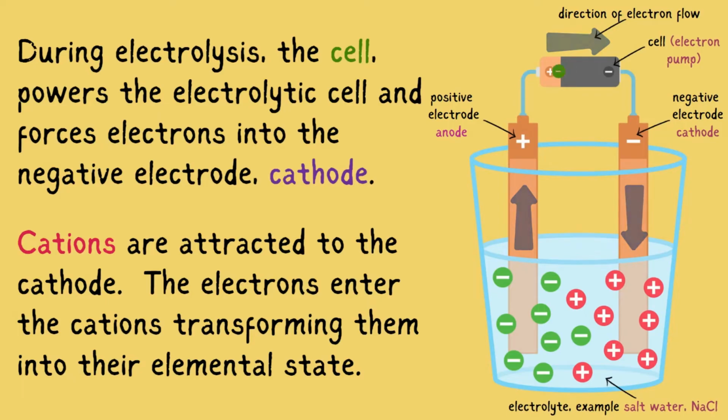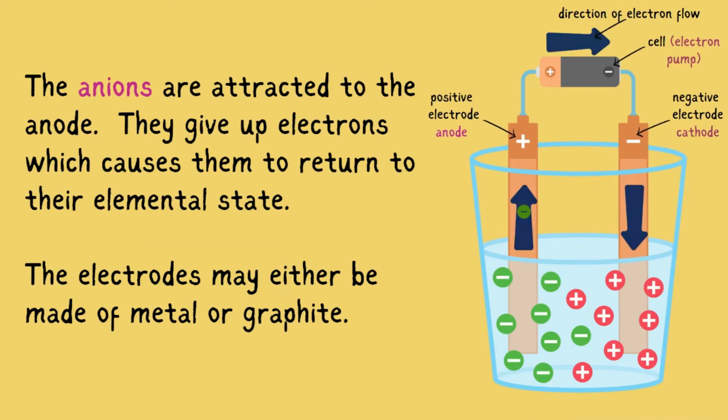During electrolysis, the cell powers the electrolytic cell and forces electrons into the negative electrode, referred to as a cathode. Cations are attracted to the cathode. The electrons enter the cations, transforming them back into their elemental state. The anions are attracted to the anode. They give up electrons, which causes them to return to their elemental state. The electrodes may either be made of metal or graphite.